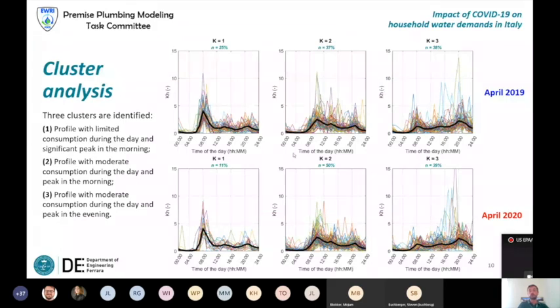Whereas during the lockdown period, the cluster remained the same, but the percentage of users belonging to the first cluster was definitely lower, around 10%, whereas the number of users belonging to the second cluster increased significantly to 50%, and the number of users belonging to the third cluster remained almost unchanged, around 38–39%. This is even more evident by looking at this table.